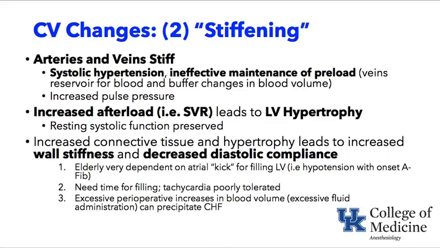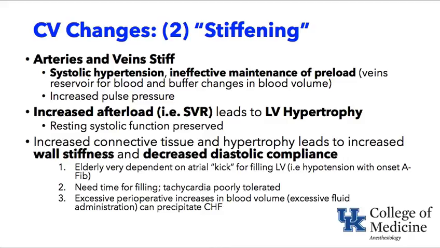The veins can stiffen and ineffective maintenance of preload can occur. The veins are reservoirs for our blood and can buffer changes in blood volume. Normally, if we need volume to our heart, the veins can constrict quickly and provide preload. Phenylephrine administration, that's one of the things that it does. Alpha agonism constricts the veins, also the arterioles, but the veins, and preload goes up.